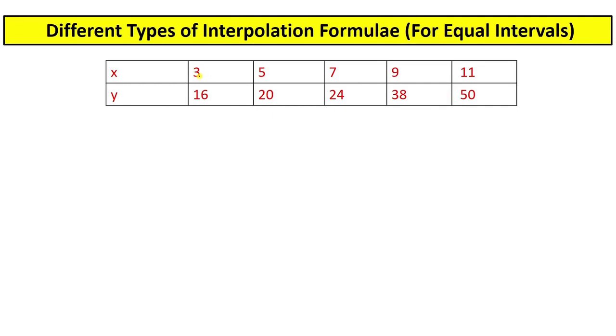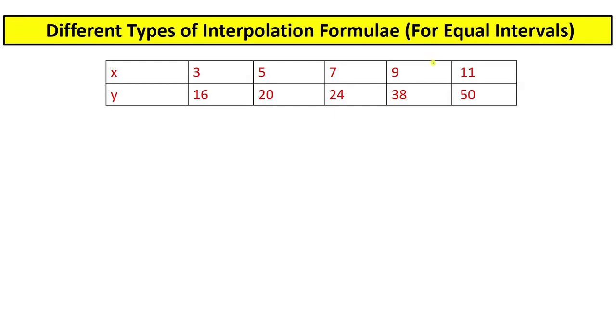That means the difference between 3 and 5 is 2. The difference between 5 and 7 is also 2. Between 7 and 9 it is 2, and the difference between 9 and 11 is also 2. So all these values of x are equally spaced, or they have an equal interval gap. Newton forward and Newton backward can only be applied if all these x values are equally spaced.